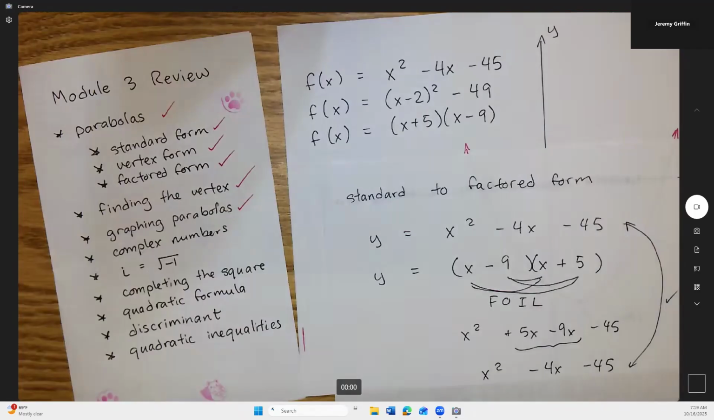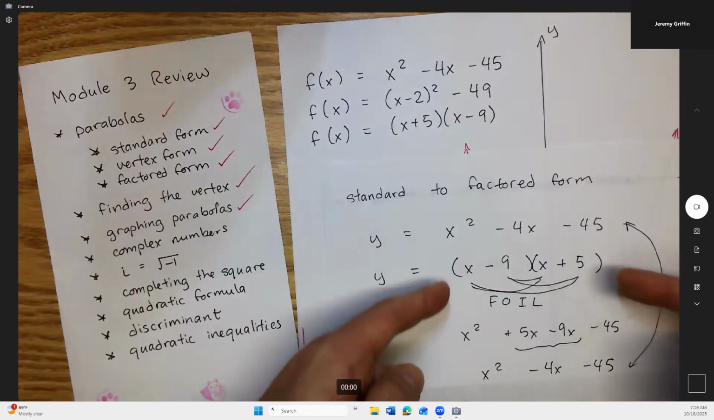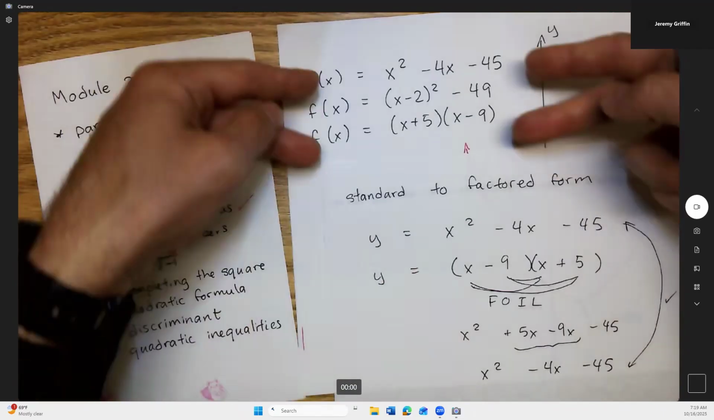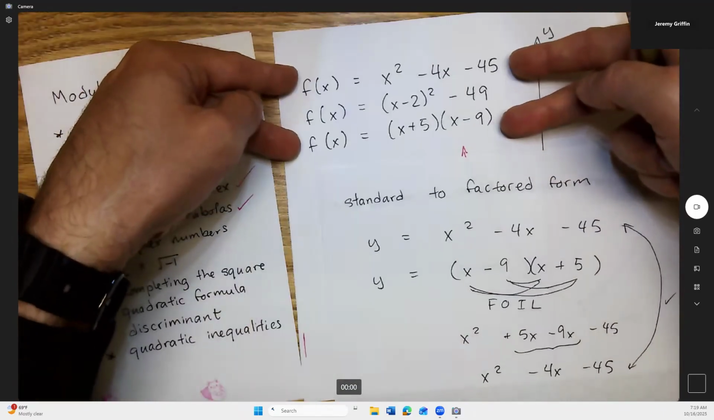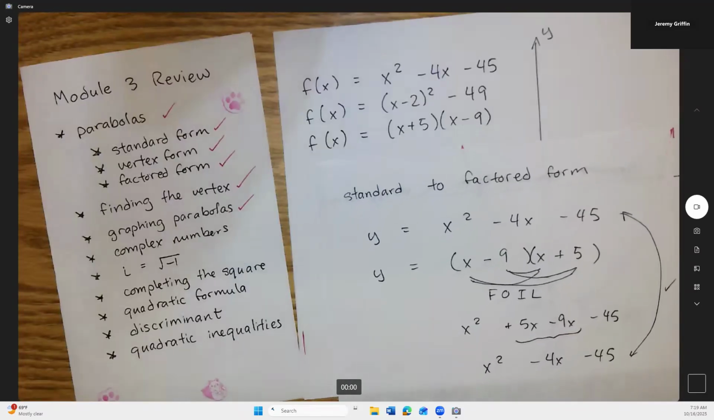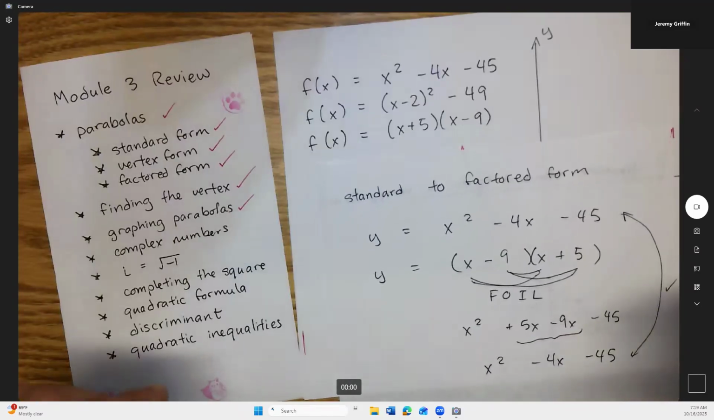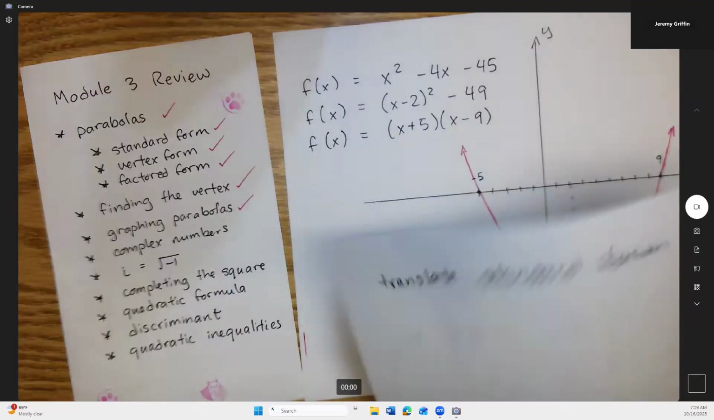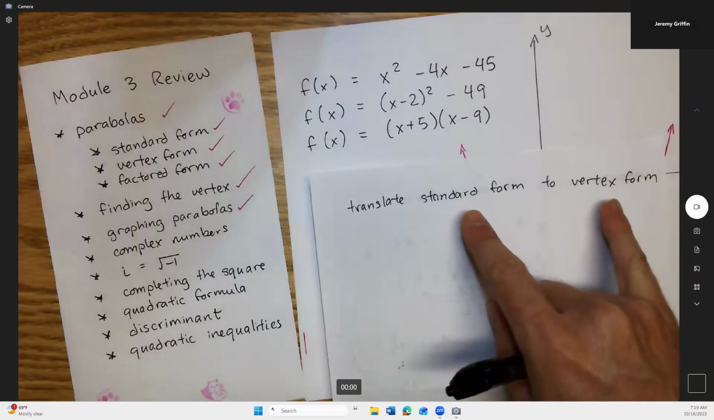You can also go backwards, which is what I did right here anyway. If you have factored form and you want standard form, you just FOIL it out. So now you can go back and forth between these two, which is nice. How about going from standard form to vertex form? Let's do that, standard to vertex.